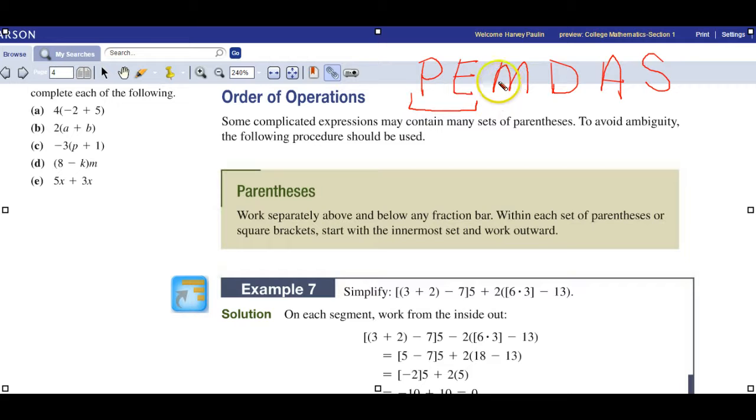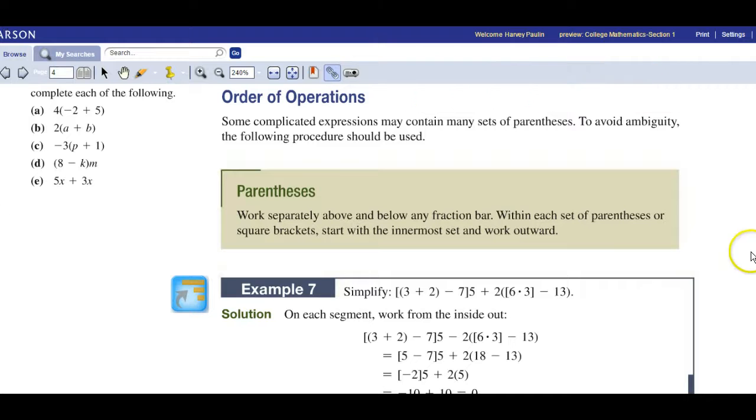And then you're going to do multiplication, division. Now, if division is first, you do division first as you go from left to right. And these can be reversed. And then again, lastly, you're going to do addition, subtraction. Again, from left to right. So they're going to give you some examples here.